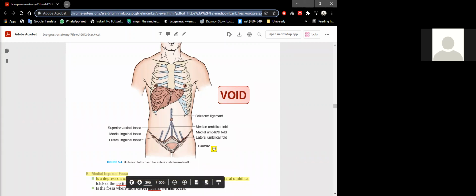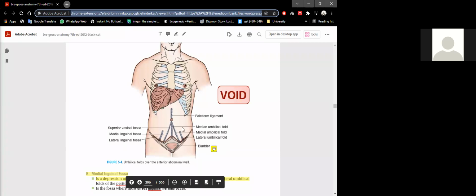So the medial umbilical fold is the remnant of your what? Of your umbilical arteries. So we have two medial umbilical folds. Why? Because we used to have two umbilical arteries. And that's why they're both going where? Going to your umbilicus. Okay?